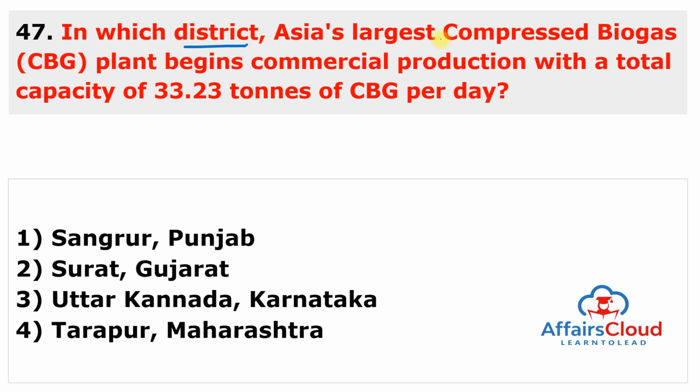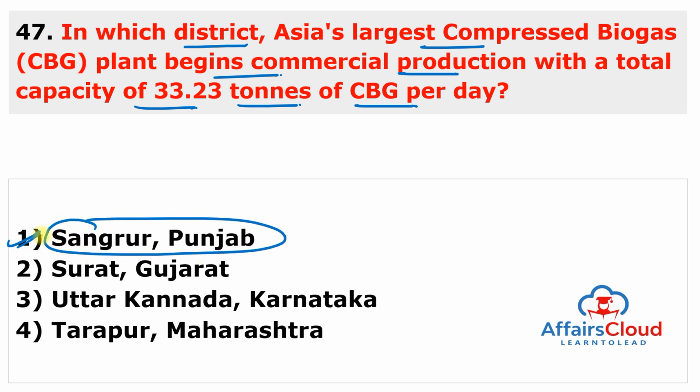In which district does Asia's largest compressed biogas plant begin commercial production with a total capacity of 33.23 tons of compressed biogas per day? This is in Punjab, and the exact area is Sangrur district of Punjab. So answer of this question is 1. This is Asia's largest compressed biogas plant, and it was started in the Sangrur district of Punjab, and it started commercial production with a total capacity of 33.23 tons of compressed biogas at village Buttal Kala. Buttal Kala is in Sangrur, Punjab.